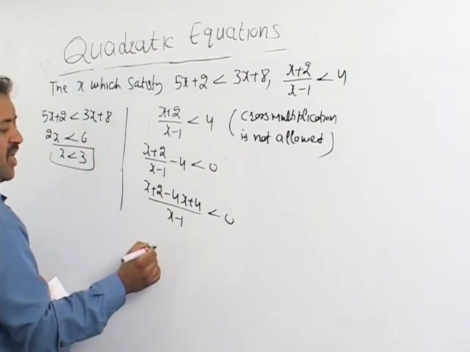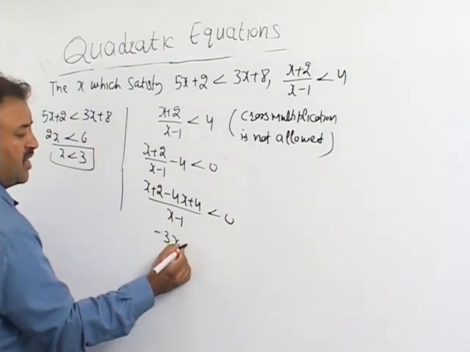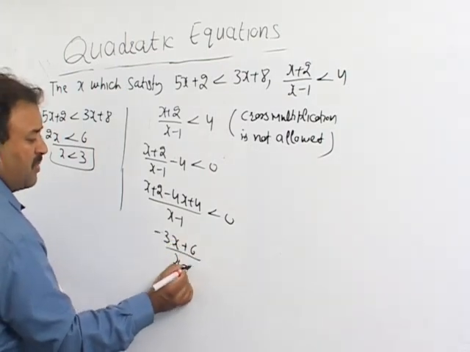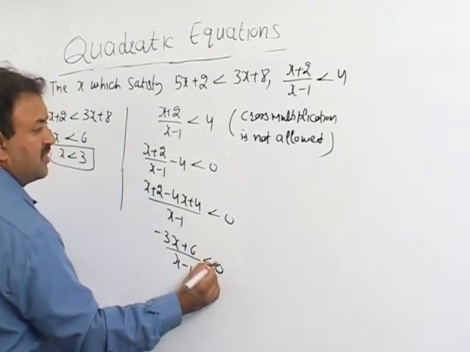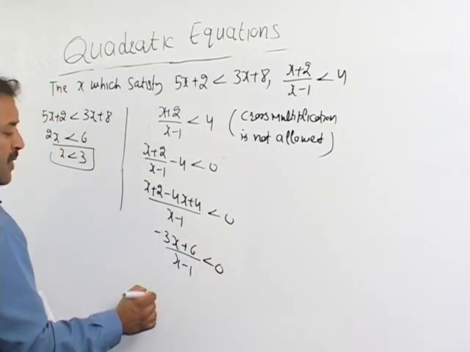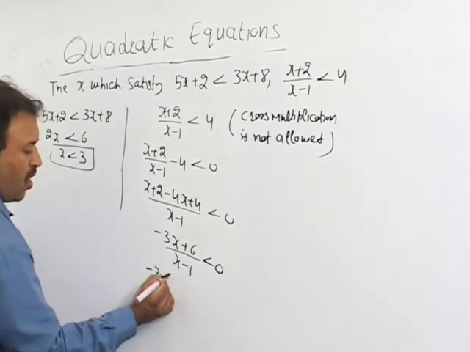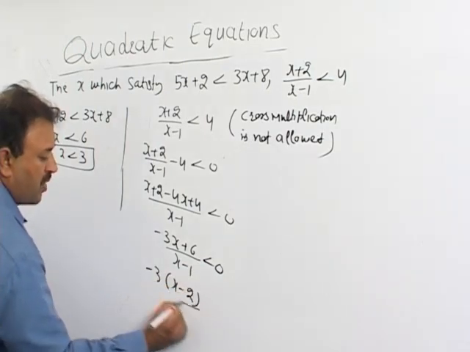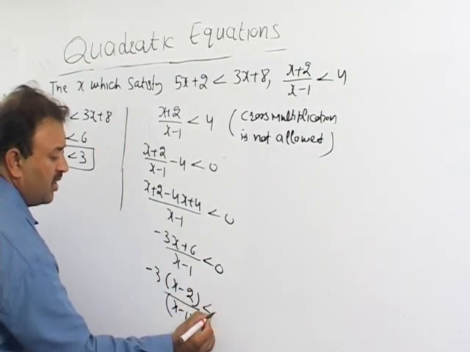x minus 4x, what will it be? We get minus 3x plus 6 upon x minus 1 less than 0. Now the next step is we take minus 3 common, and we get x minus 2 upon x minus 1 less than 0.